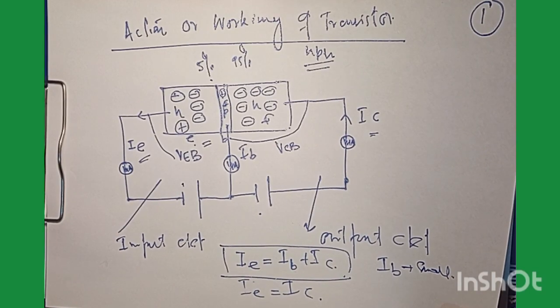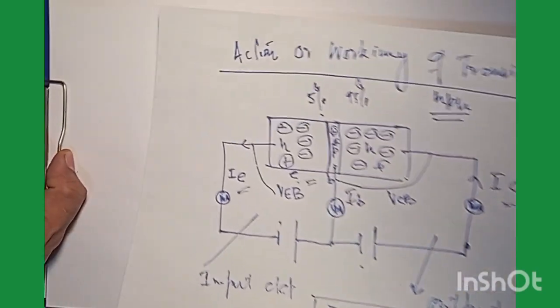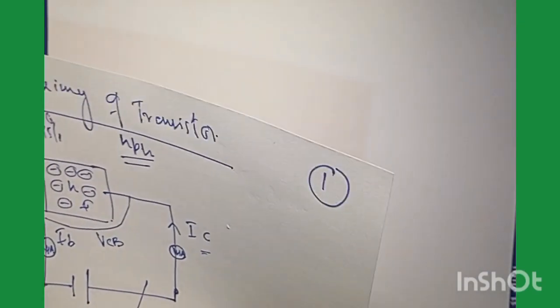All we have to make sure is that the input circuit of that PNP transistor is forward biased and the output circuit is reverse biased. So the polarity of the batteries has to be set in such a way that the input circuit is forward biased and the output circuit is reverse biased.